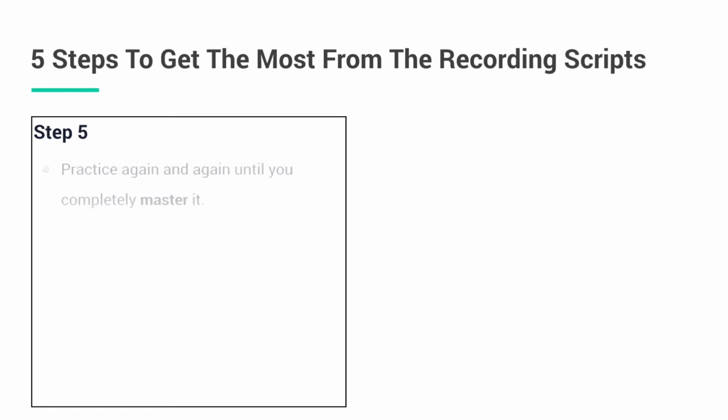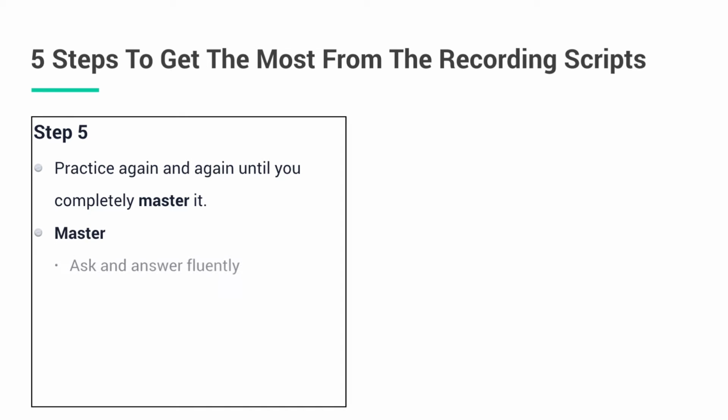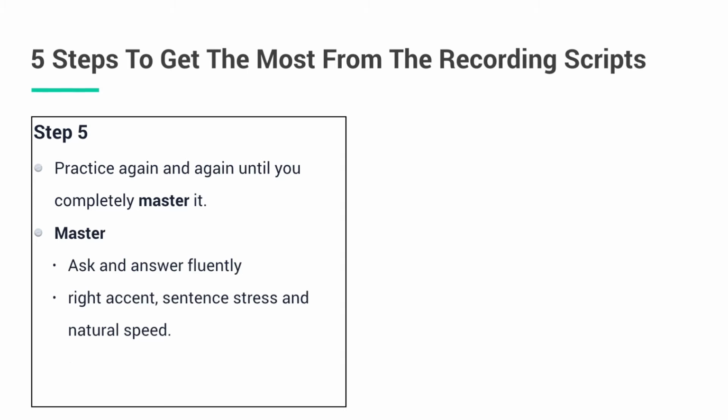Step 5. Practice the whole conversation again and again until you completely master it. Talking about mastering it, here's what I mean. You must be able to ask and answer the questions fluently with the right accent, sentence stress, and natural speed. Don't talk too fast or too slow. Talking too fast sometimes makes things quite difficult to follow or understand, while talking too slow might distract listeners, or they may even be bored to death because of that. Therefore, choosing the most suitable speaking speed is actually essential.